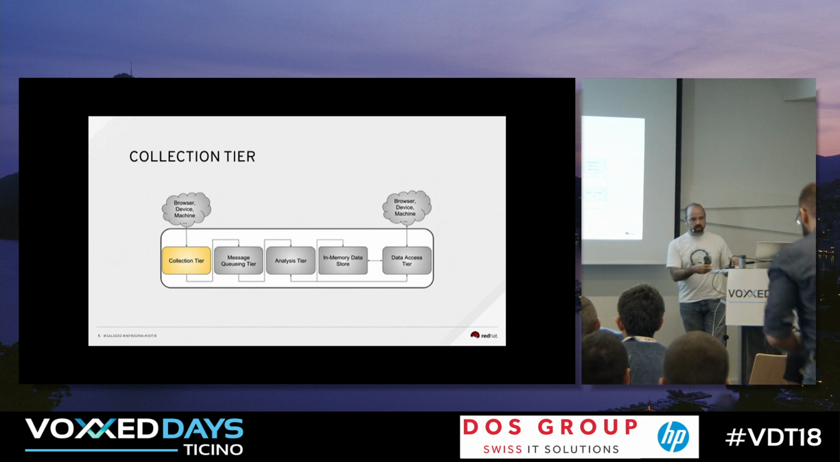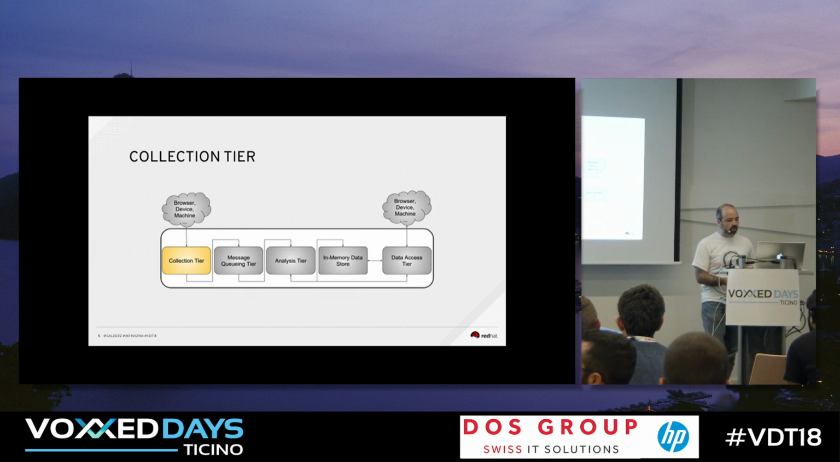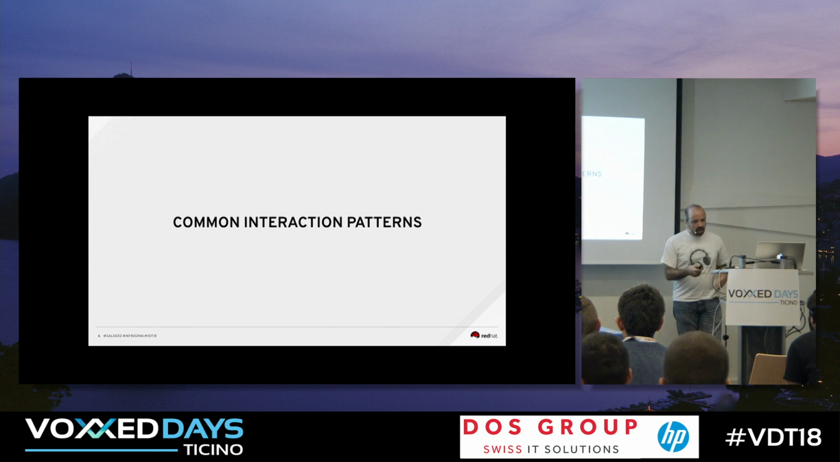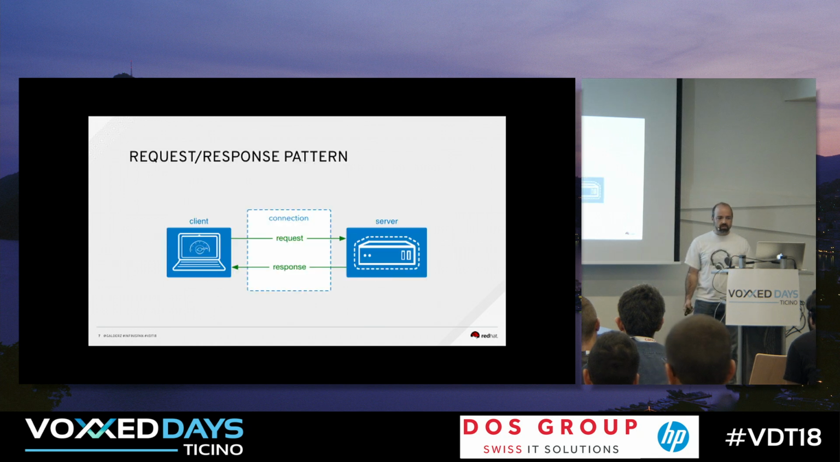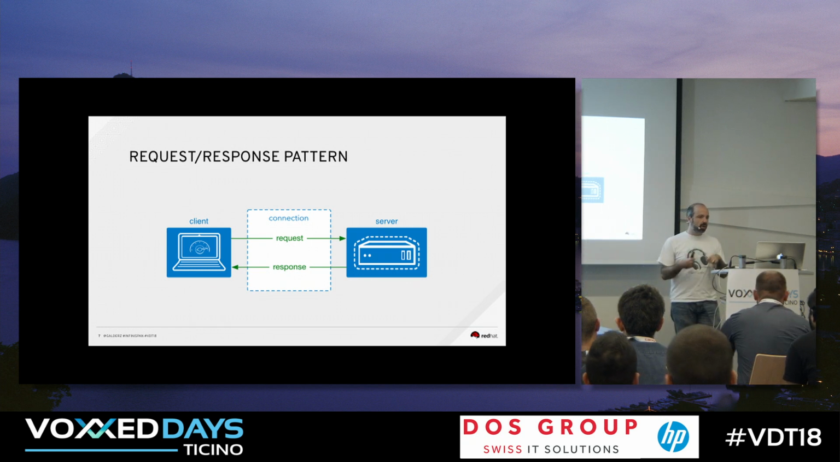The first part is the one that we call the collection tier. Here's our entry point into the system where data comes through. Independent of the protocol that we use, whether it's HTTP, TCP, or whatever, there are a number of interaction patterns that are used today. The most basic one is the request-response pattern, where you've got a client or a service that makes a request to a server and expects a response.